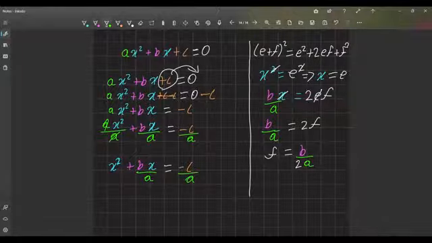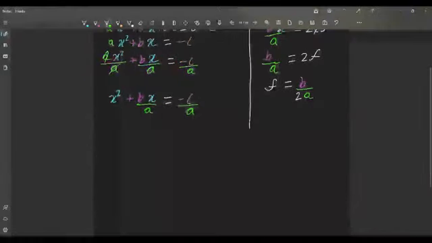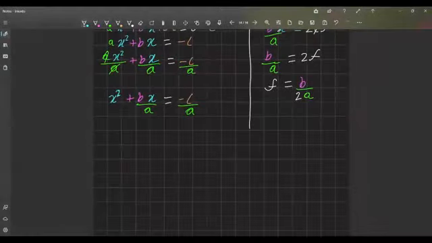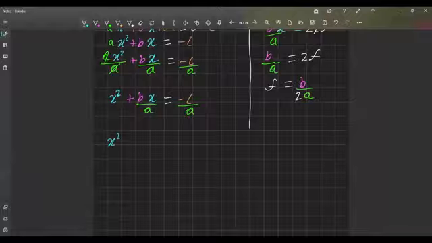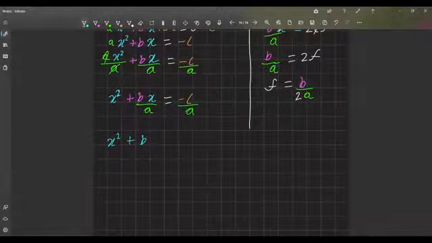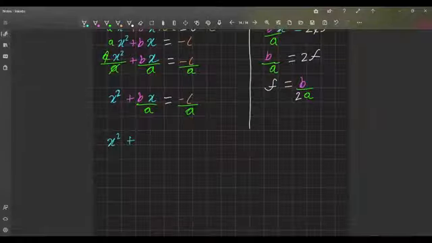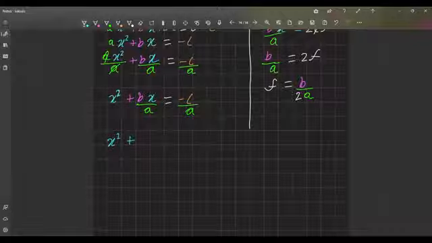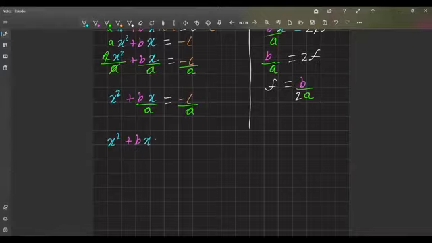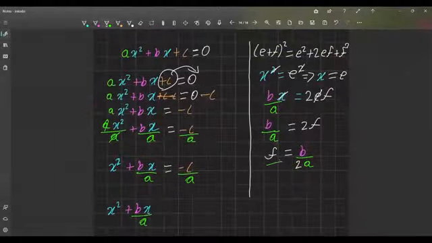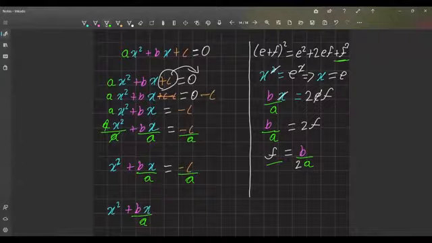Okay, since f is equal to b over 2a, I'll not break this middle term for now. I'll just keep it that way: x square plus bx over a. Now the reason I got this f is I need this f on the left hand side to compress it into this form.